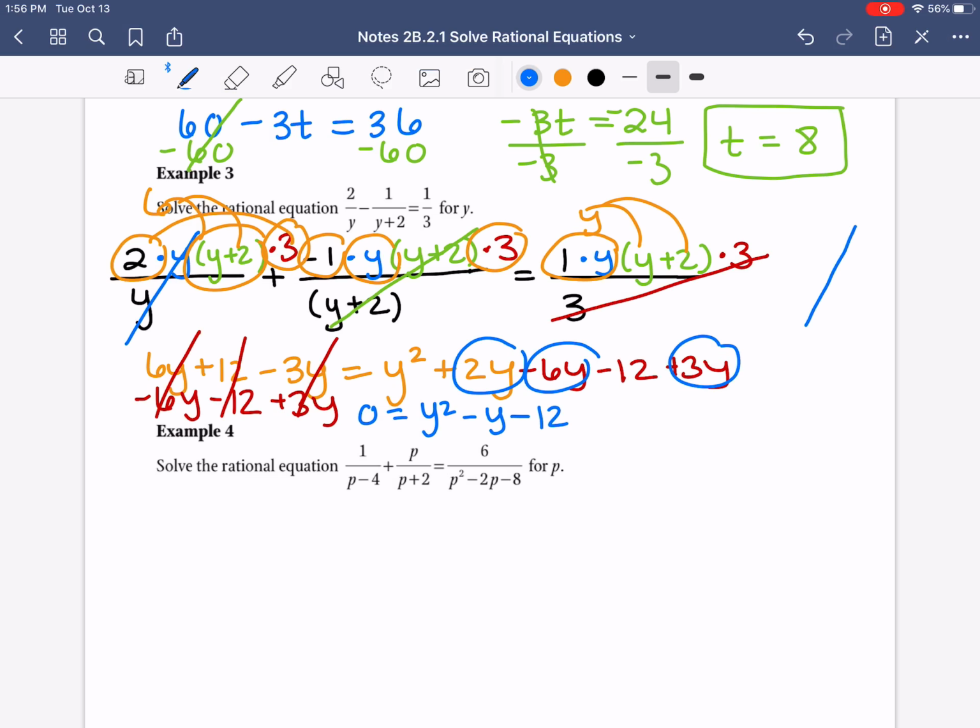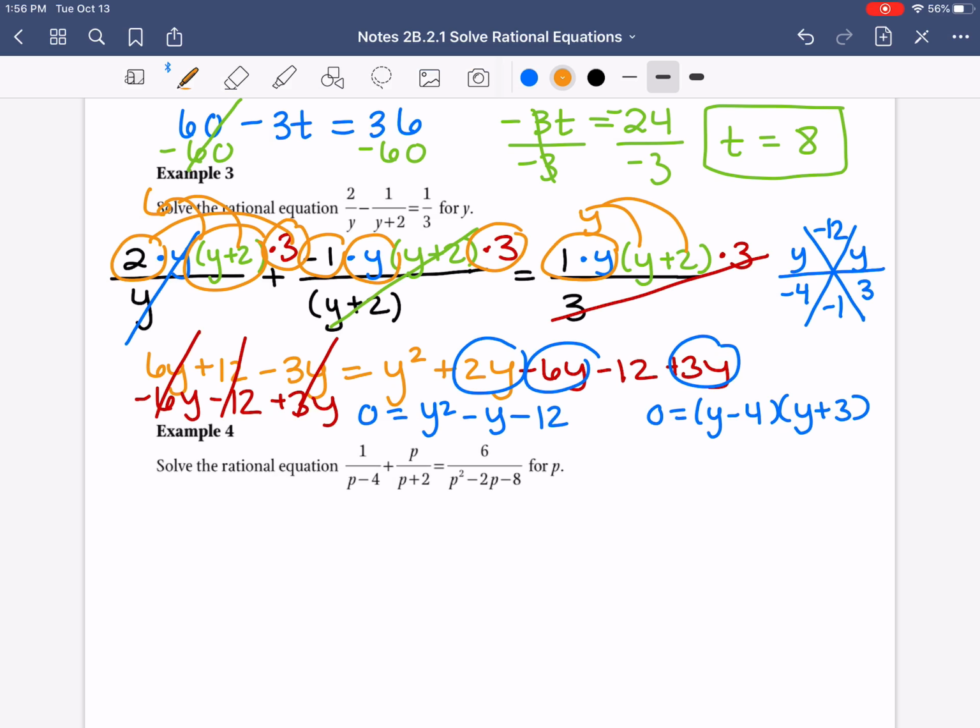It's a trinomial. So I need two numbers that multiply to negative 12 and add to negative 1, and I put y on my little factors. What multiplies to negative 12 and adds to negative 1? Negative 4 times 3 is negative 12, but negative 4 plus 3 is negative 1. So we get 0 equals y minus 4 times y plus 3.